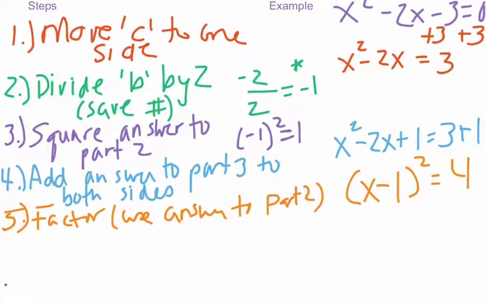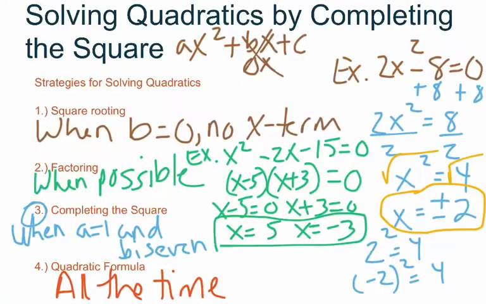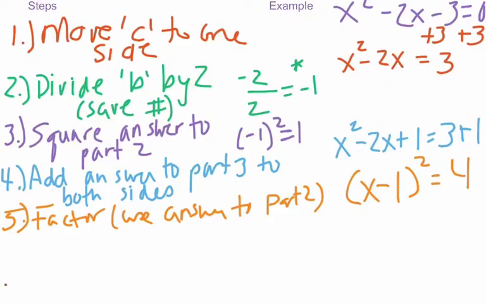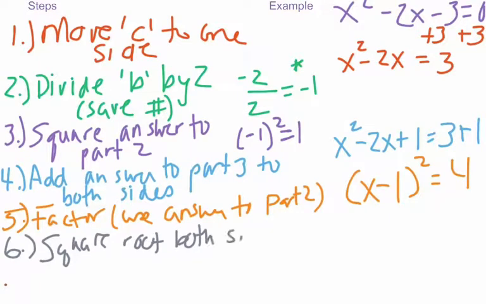Now we're going to kick it back to the other strategy we had over here, which was the square rooting. Because if you look at this, I actually have what's called a perfect square. That's that completing the square. You're adding something in that makes it a perfect square. So let's use gray. We are now going to square root both sides.